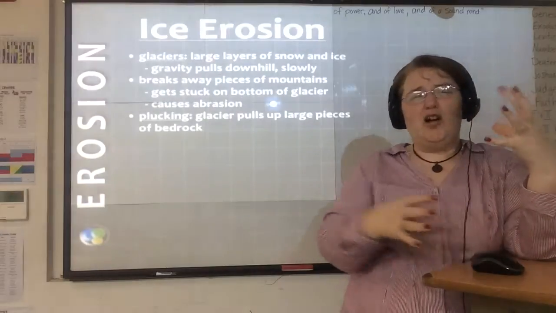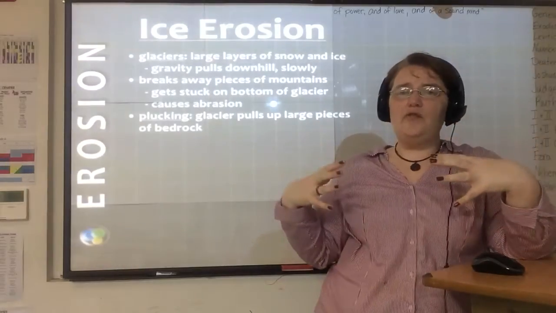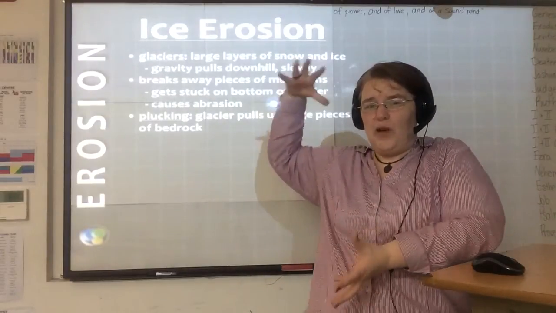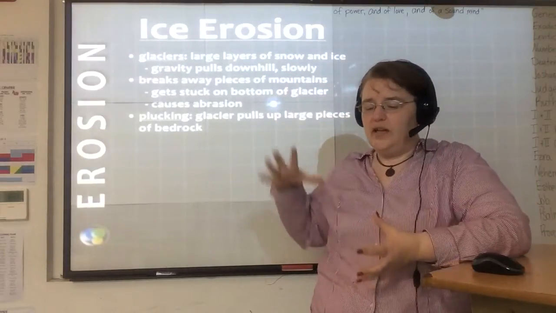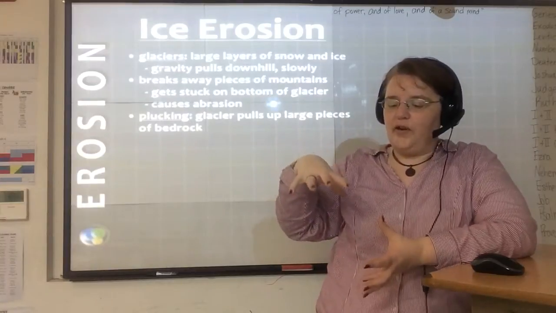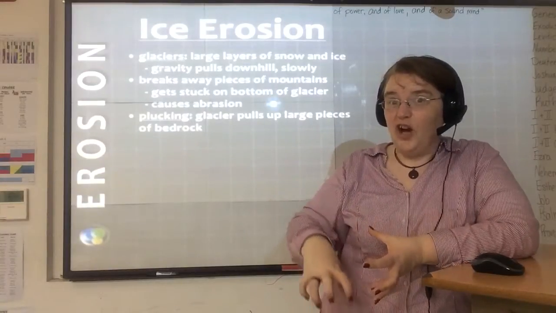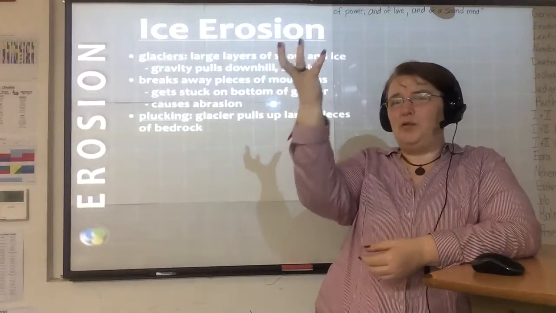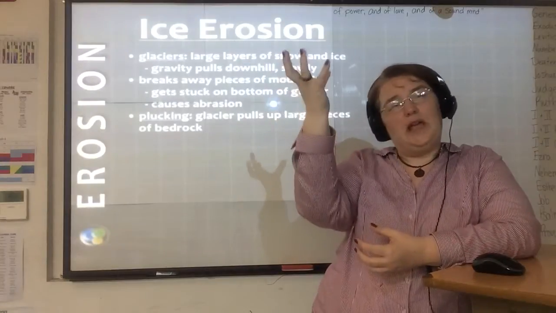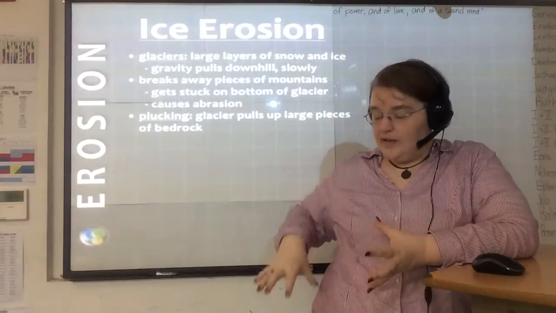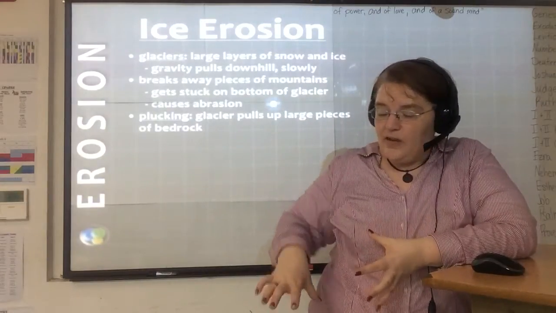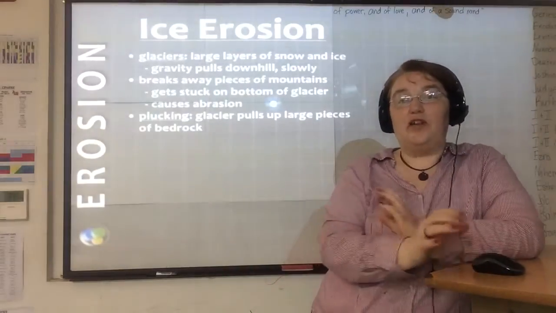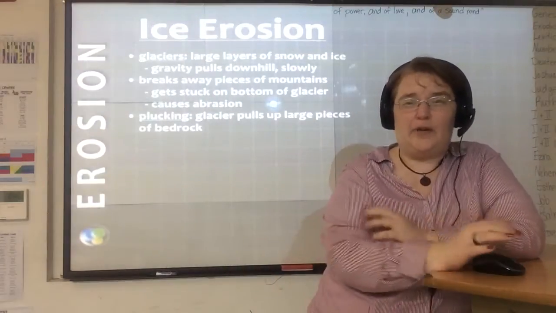We have another thing called plucking. So as that glacier is moving, not only is it picking up small pieces of rock, that weight is so heavy and that pressure is so strong that as that glacier is moving over, it will grab large rocks and pull them out of the ground, large pieces of bedrock. It's kind of like pulling an apple off of a tree. We pluck an apple off of a tree. So when this glacier is moving, it's plucking large rocks and boulders out of the ground and dragging them across the bedrock.